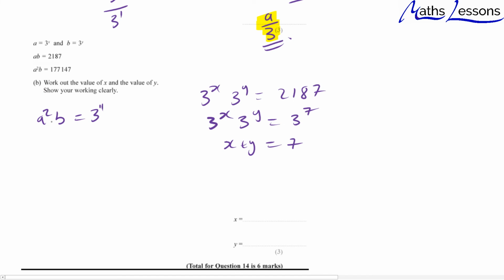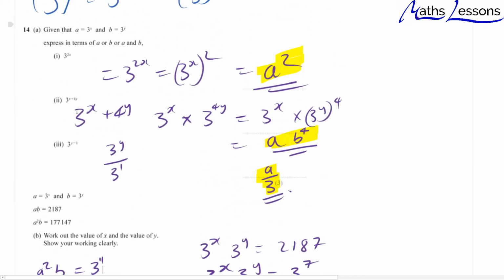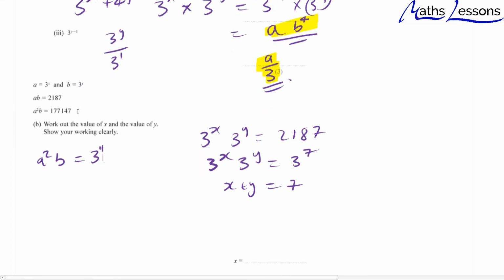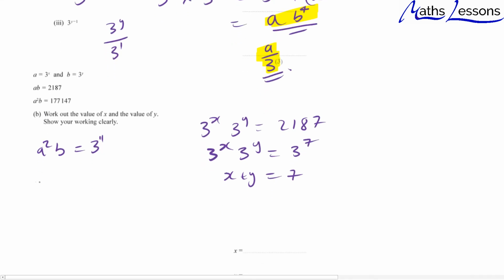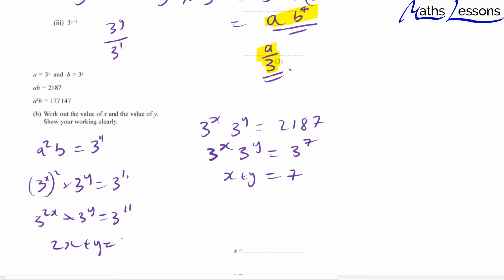So a squared, I think we did a squared b already, haven't we? But anyway, a squared b is 3 to the x squared times 3 to the y, and that equals 3 to the 11. That's 3 to the 2x times 3 to the y equals 3 to the 11. Therefore, 2x plus y equals 11.